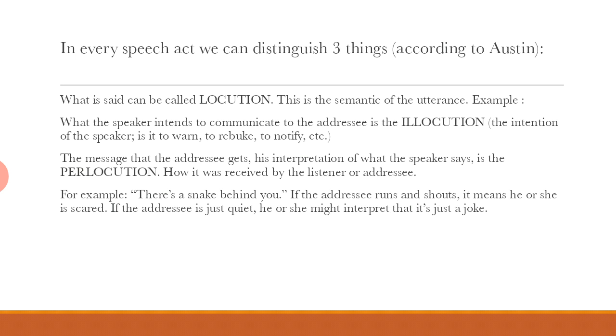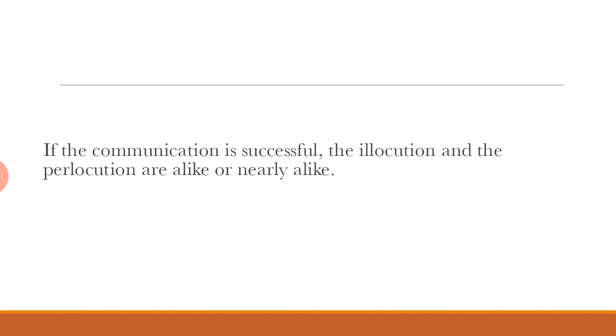For example, let's take: oh, there's a ghost behind you. If the addressee runs and shouts, it means he or she is scared. If the addressee is just quiet, he or she might interpret that it's just a joke, so he or she is not scared and does not act. If the communication is successful, the illocution and the perlocution are alike or nearly alike.